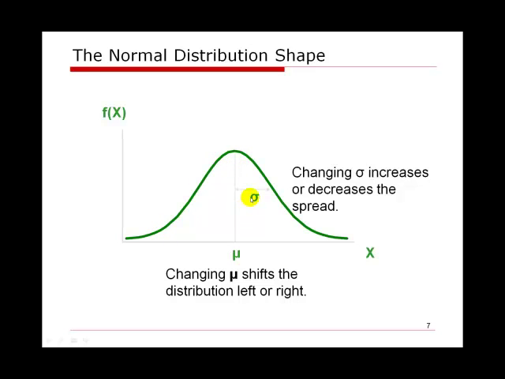The shape of the curve, or how the curve is spread, is determined by the value of the population standard deviation, sigma. If we increase this value sigma, then the curve will be more flat, meaning it is more spread out. Otherwise, it will be more concentrated. Let's take a look at a few examples.